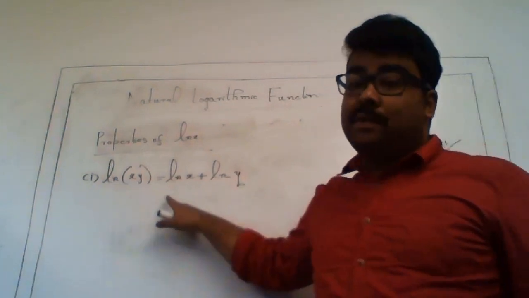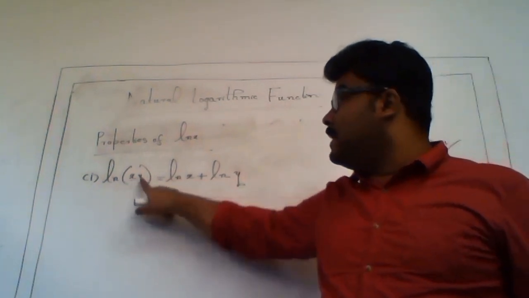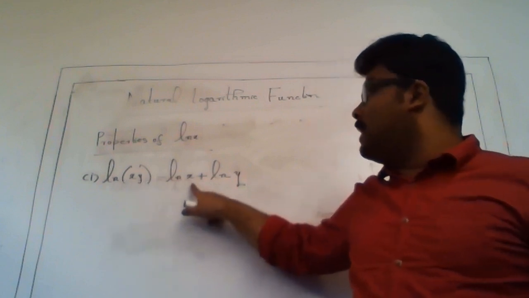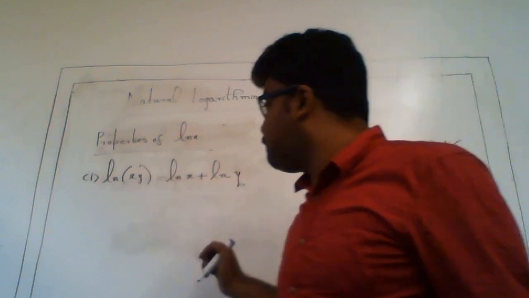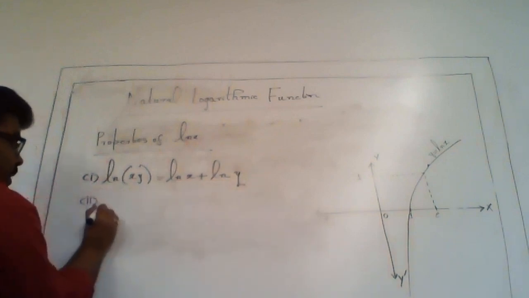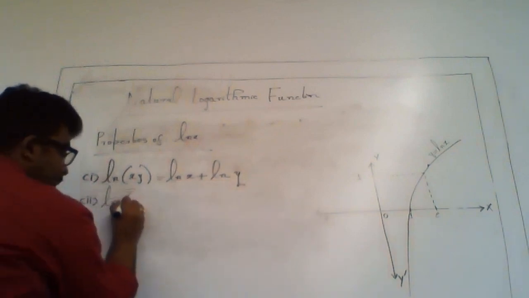Okay, so this is the first property. If you take any bigger number, ln xy is just equal to ln x plus ln y. Right. So number 2 is ln x by y.